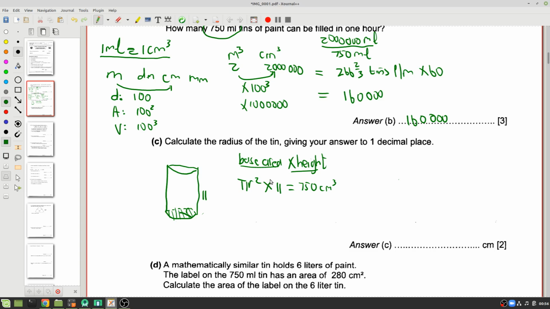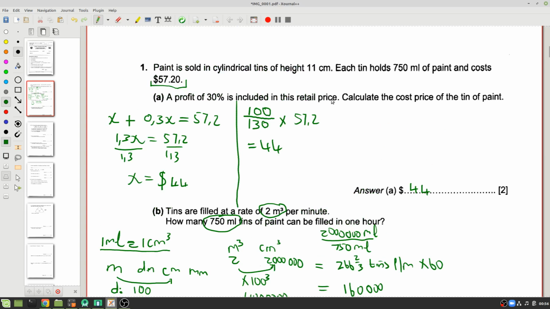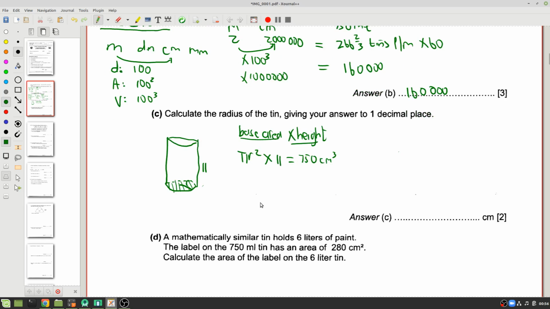Okay, and since this 11 is already in centimeters, we don't have to do any other conversions. Now we can just solve for r. So we want to get r by itself. First thing we can do is divide both sides by 11 pi.